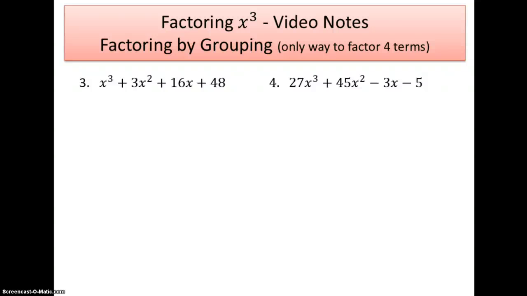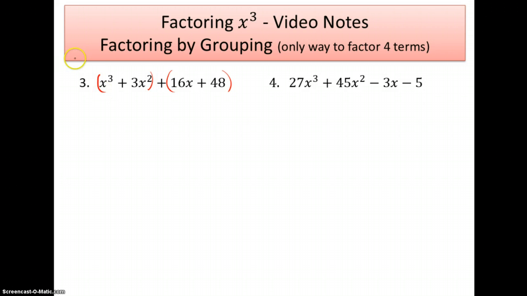The biggest difference that should jump out at you is that this is 4 terms. The only way to factor 4 terms is to factor by grouping. So just like the name says, we are going to group these terms. First, check and see that our polynomial is in standard form: x cubed, x squared, x to the first, constant. I group the first two together, and group the second two together.